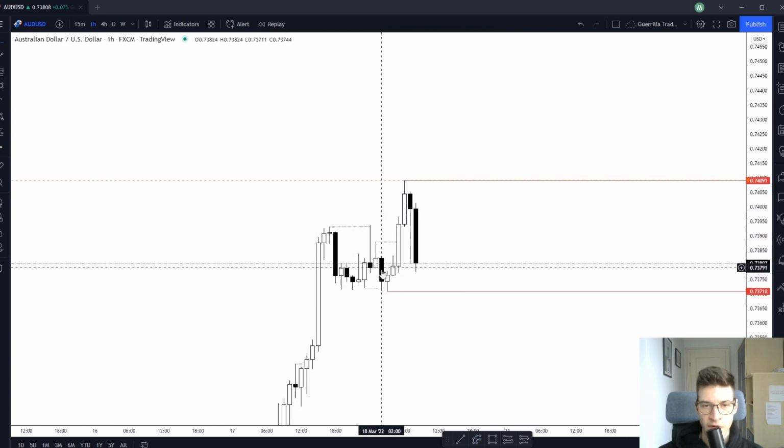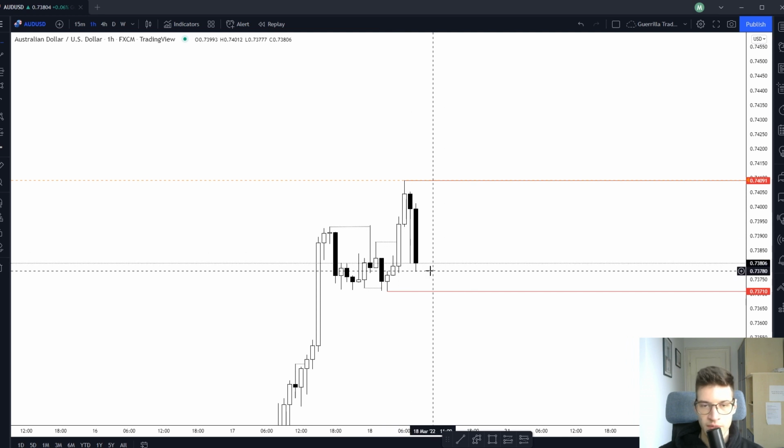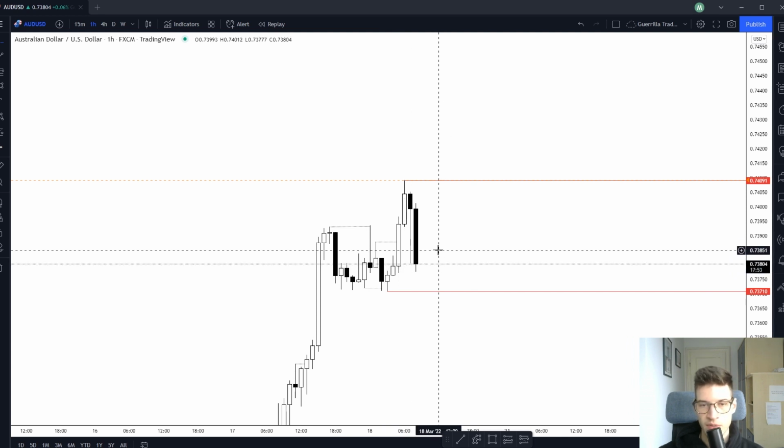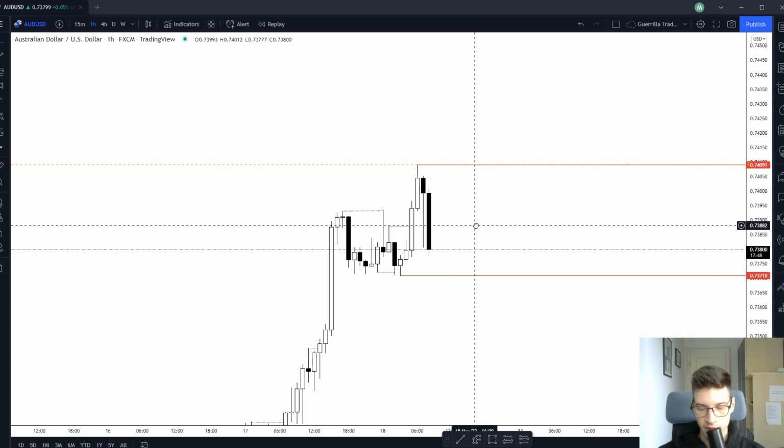As I said, I am in a long trade from this candle, and let's see if I will be able to maybe reduce some risk, put some risk in profit and maybe scale into the position, or if I will be taken out.